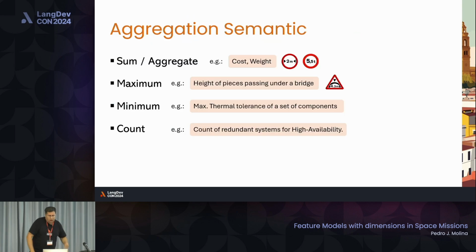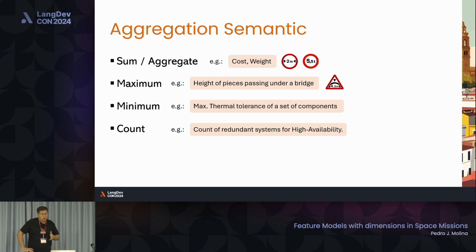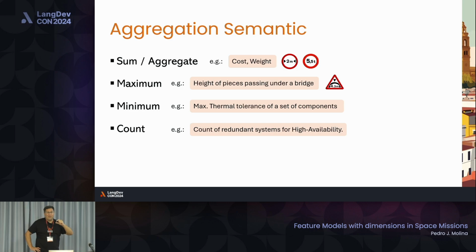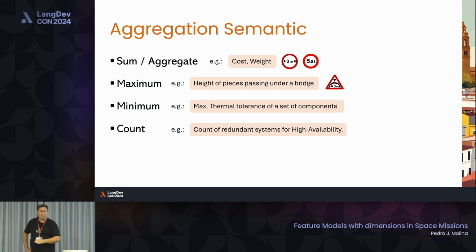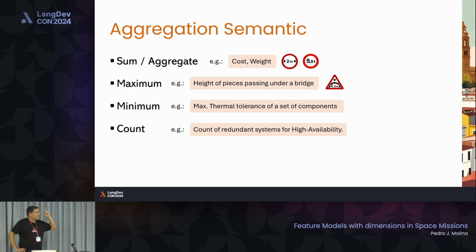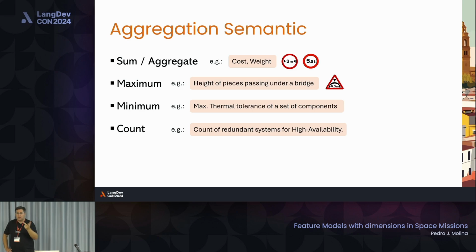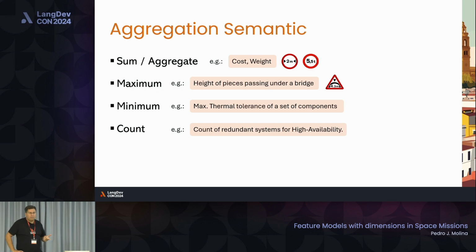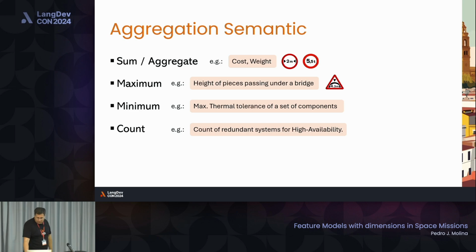About the semantic aggregation, I was explaining that, for example, cost or weight is something you will assume most of the time to be a full aggregation. It's not always the case. For example, if you are going to cross under a bridge, you probably want to know the maximum height, to know if your truck is able to pass below it or not. The same for minimum or for the count. If you are looking at redundant systems, you always want to have at least 2 or 3 systems operating at the same time. So you need to fulfill some constraints on top of that.